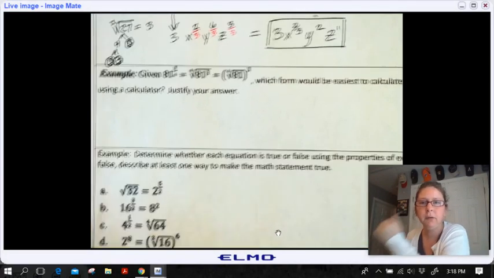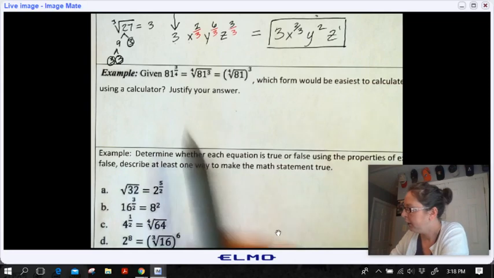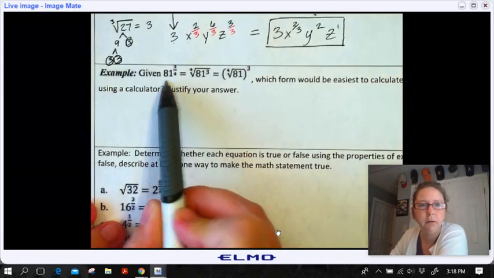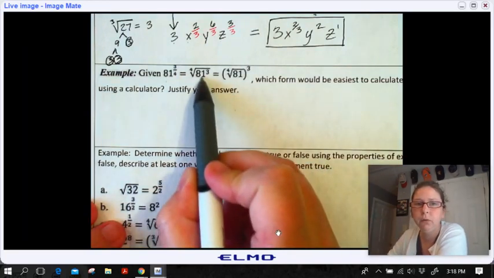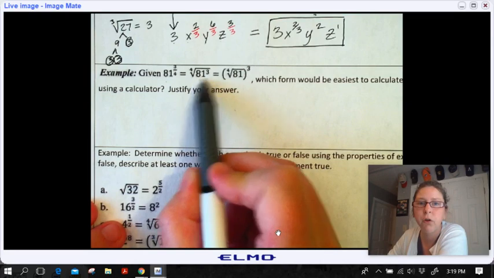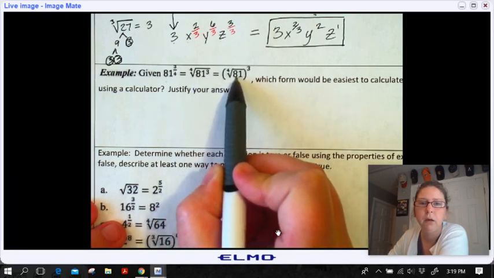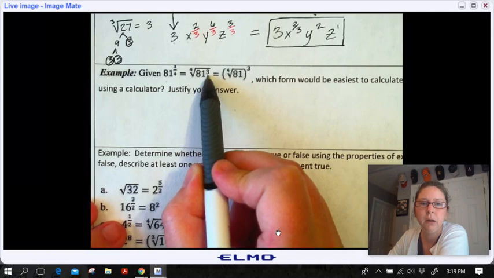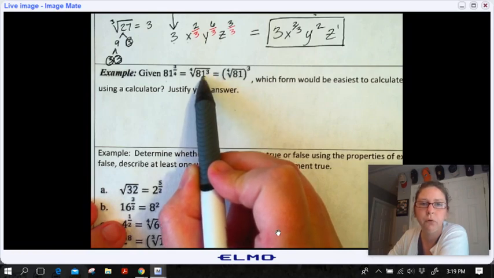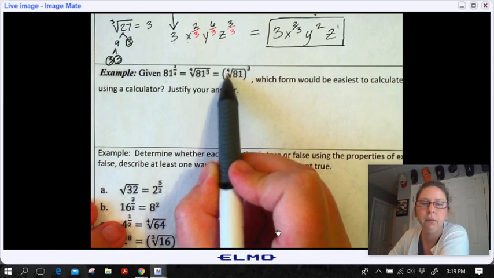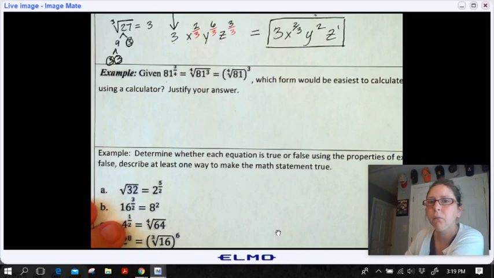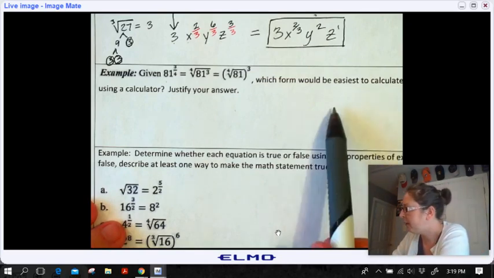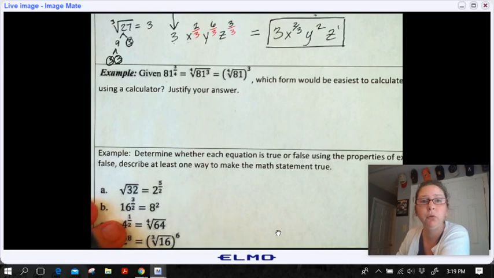Alrighty. Here's something to think about. Given 81 to the 3/4 power equals this right here, which can also be written this way, by the way. You can write this with the exponent underneath the root, or you can handle this first and then do the exponent after, okay? Which form would be the easiest to calculate without using a calculator? And we're going to justify our answer.